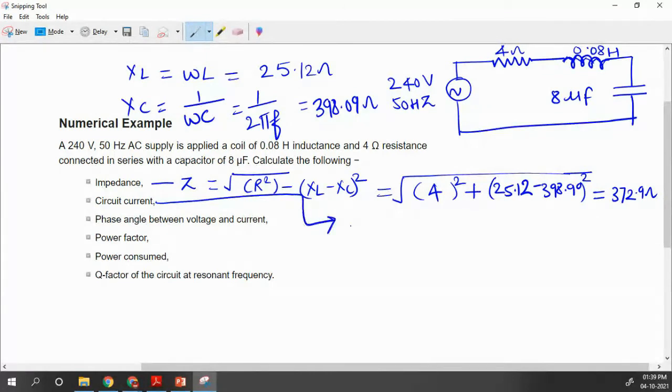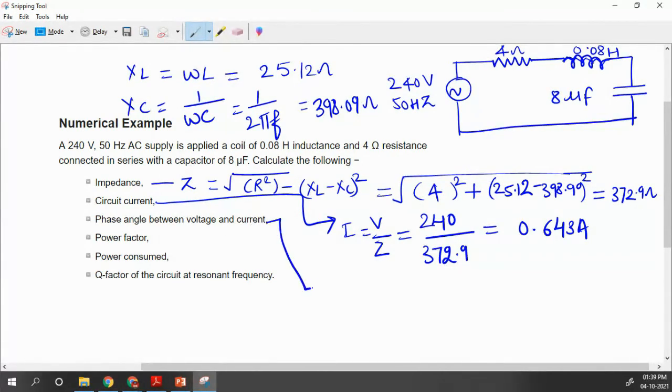Then we have to calculate the current value. So how can you calculate the current? I is equal to V upon Z. We already calculated the impedance value and we know the input voltage, that is 240 volt, and we divide it by 372.9, and you will get the current value 0.643 ampere.